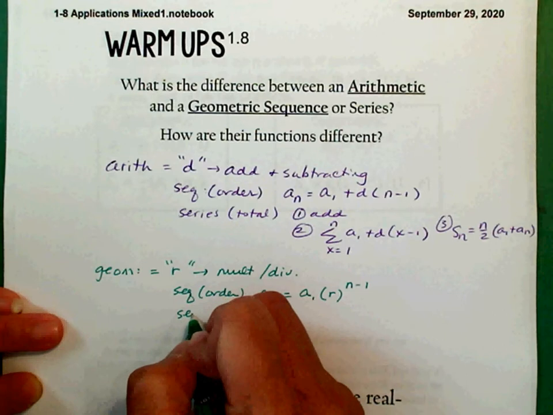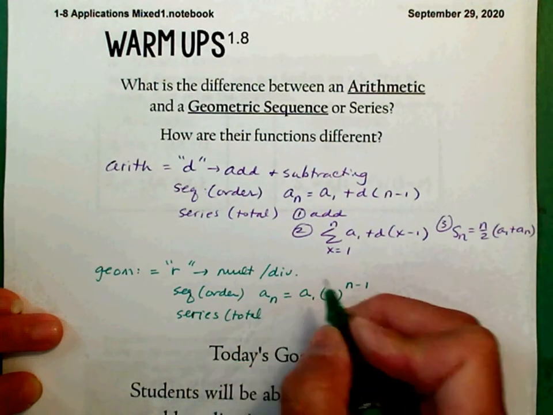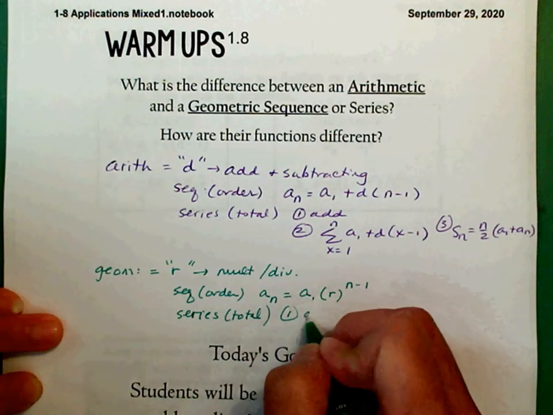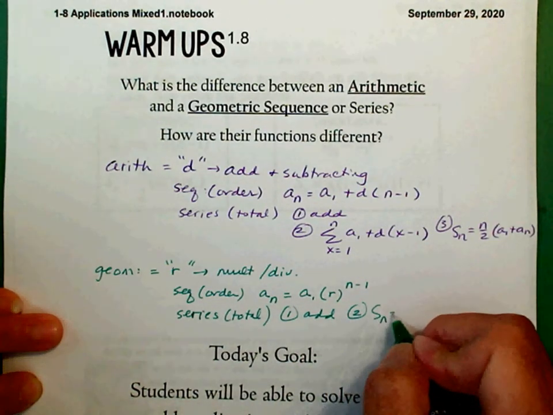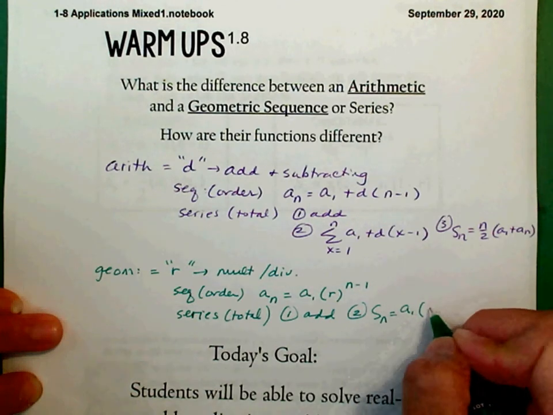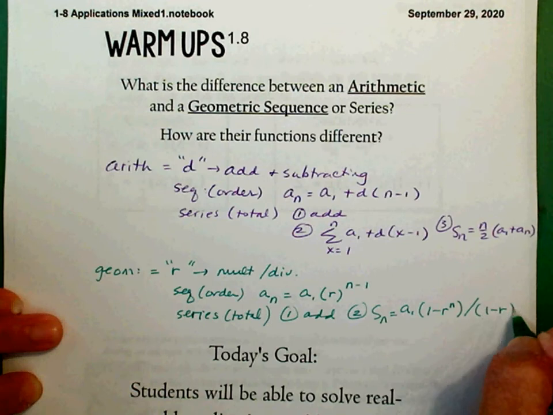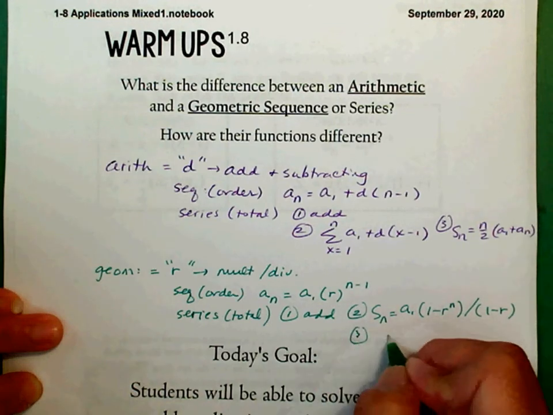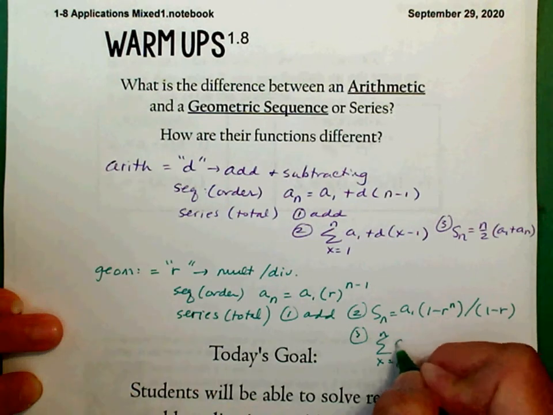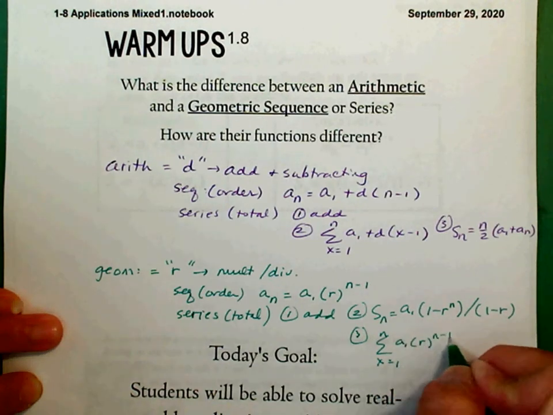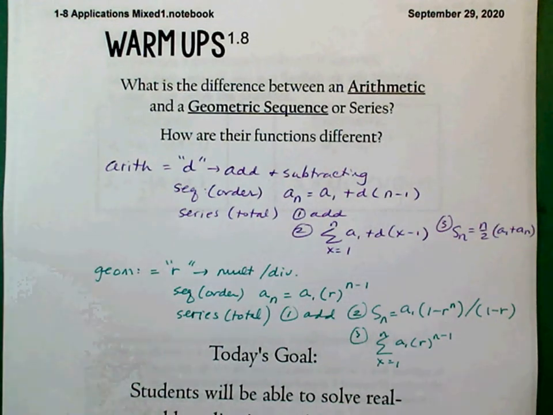A series, which is a total, you have three ways to do it also. Add them all together. Use this formula, S sub n equals your first term times 1 minus r raised to the n, divided by 1 minus r. And you can also do the sigma as well, except the explicit formula here is a sub 1 times r to the n minus 1. So those are the differences in the two, and they function very differently.